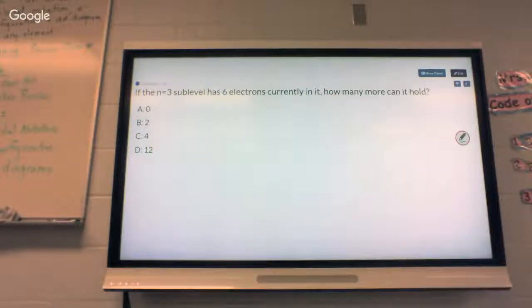All right, so we have 3 wrongs and 10 right. N equals 3 holds how many? 18. I said there were 6 in it. So how many will it hold? 12.